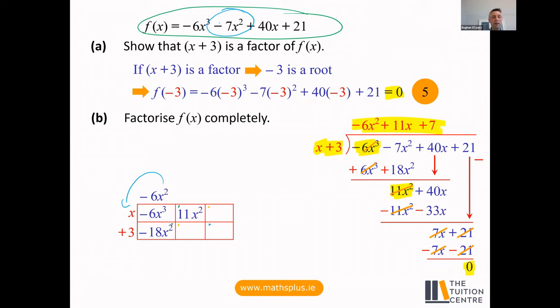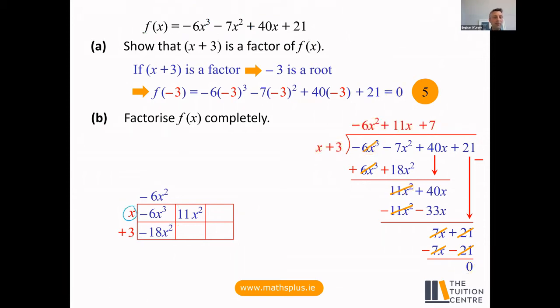I then again look at my first term here, my 11x squared. And when I divide in, of course, I'm going to get 11x. I then do my multiplication again. So I'm going to get 11x times x is 11x squared, 11x times 3 is my 33x.